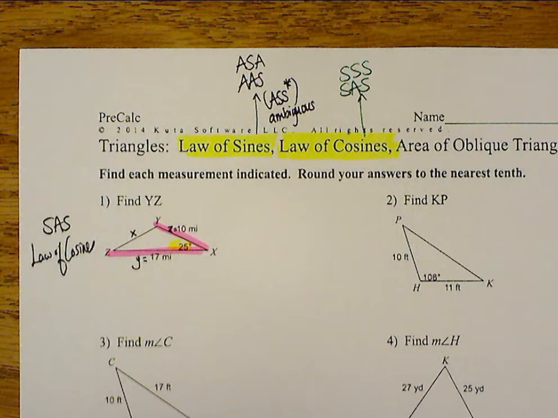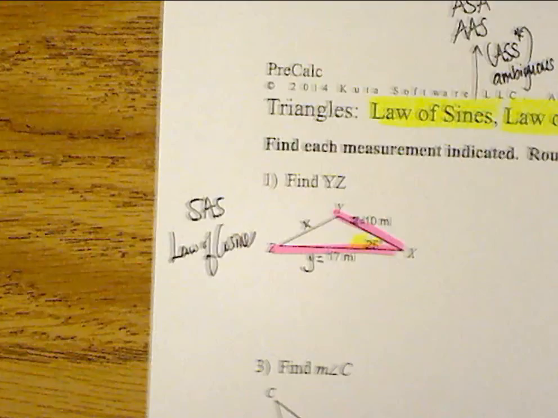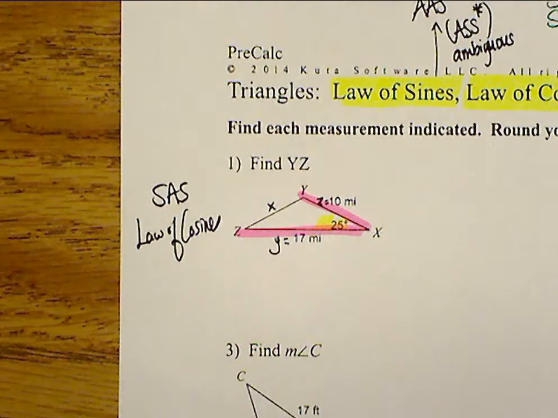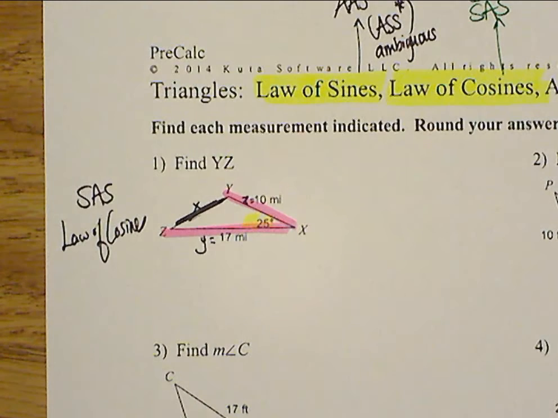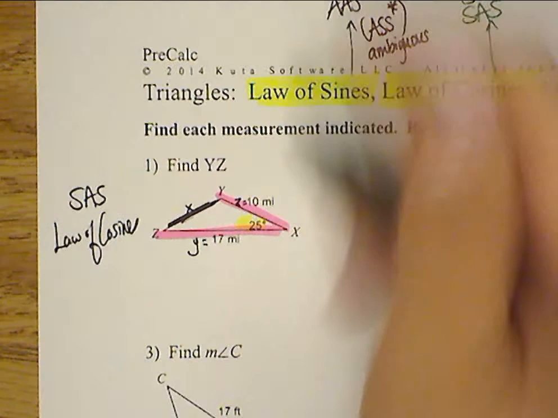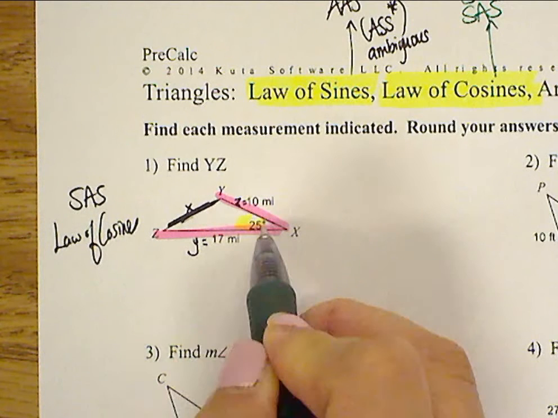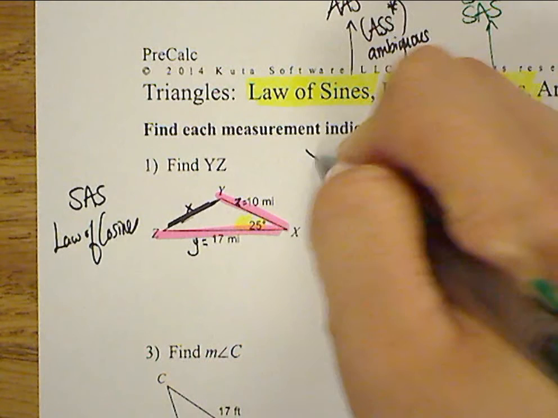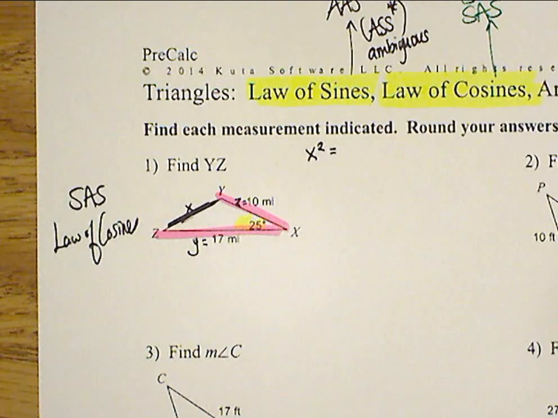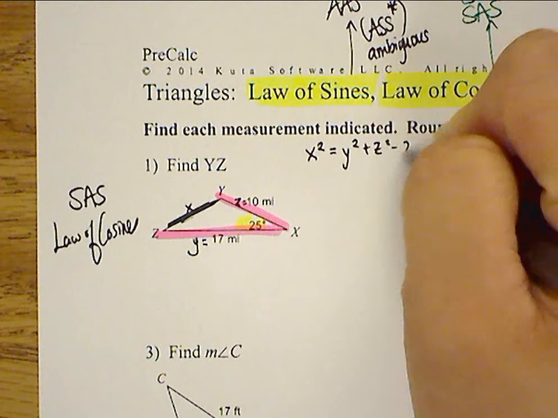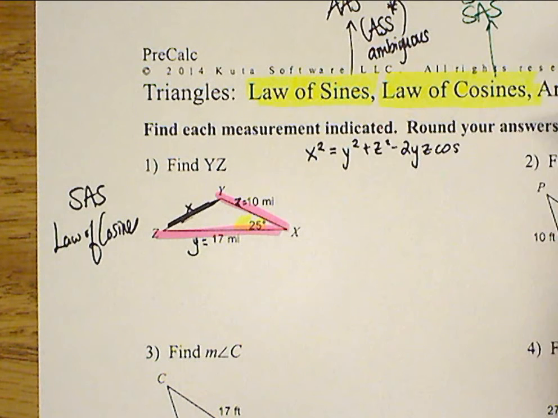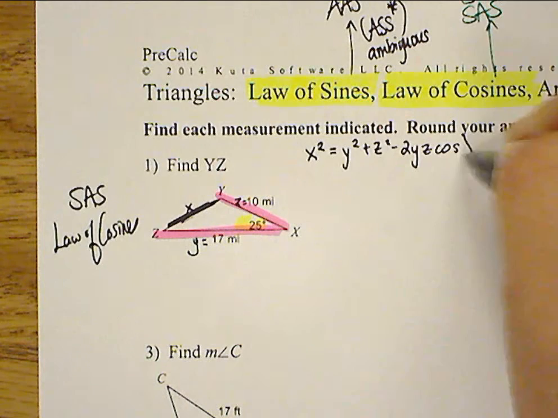Now, what is the formula then? Well, it depends on what they want you to find. They want you to find YZ. What is that? That's my x. That's the side I'm looking for, and I know the angle across from it. So I might as well set it up like this. x squared equals y squared plus z squared minus 2yz cosine of which one? X. Big X. Very good.